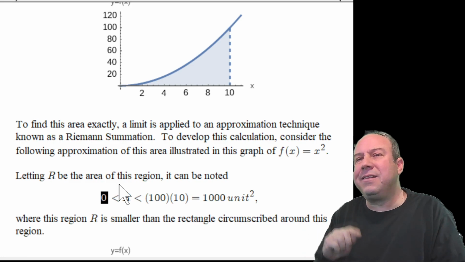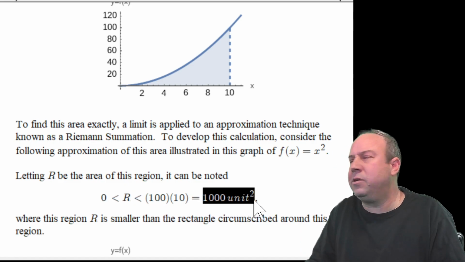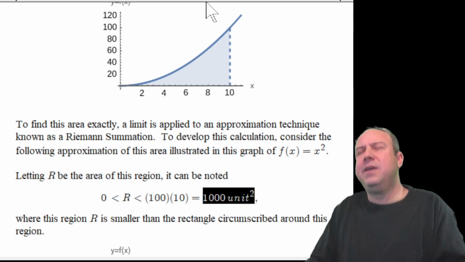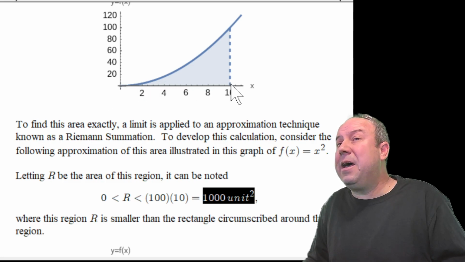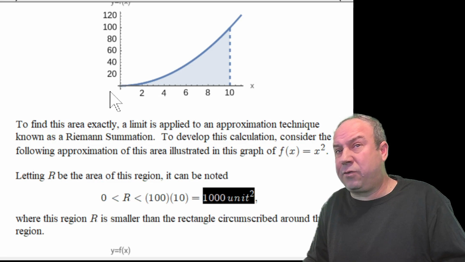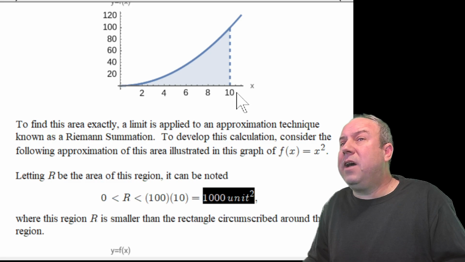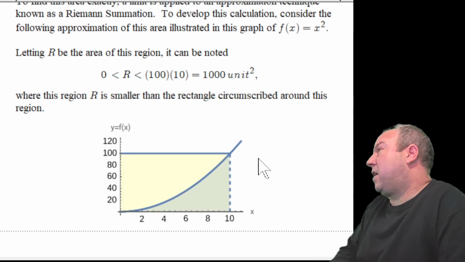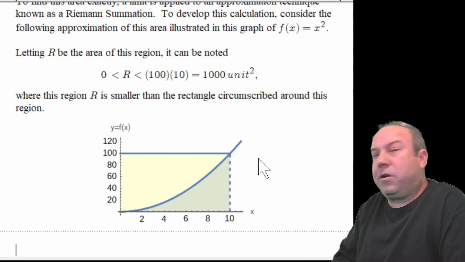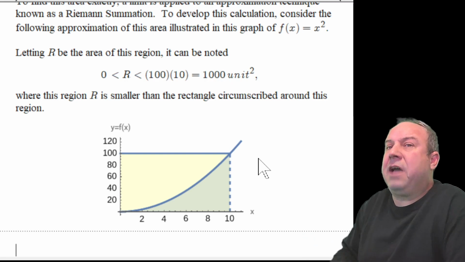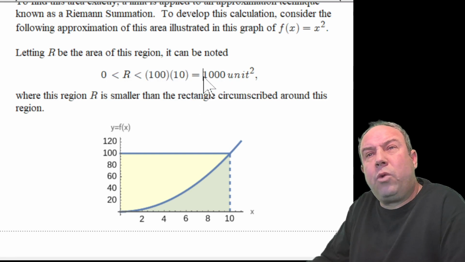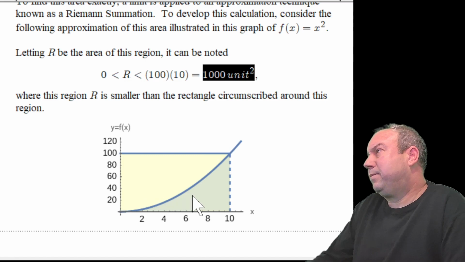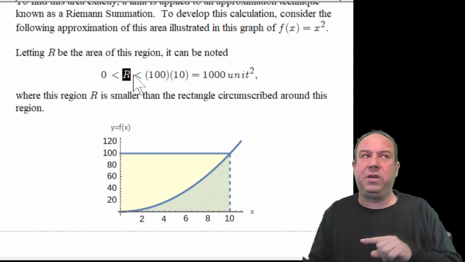We also know that it's smaller than 1,000 units squared. You might be saying, how do you know that? Well, that space will fit itself into a rectangle that has a base measurement of 10 units, from 0 to 10, and a height of 100 units, the output of the function at 10. If I scroll down, we'll see an illustration of this rectangle superimposed over our region R. Region R certainly fits within that rectangle. The base is 10 units and the height is 100, so 10 times 100 yields 1,000 units squared. So R, the area we're interested in, is somewhere between 0 and 1,000 units squared.